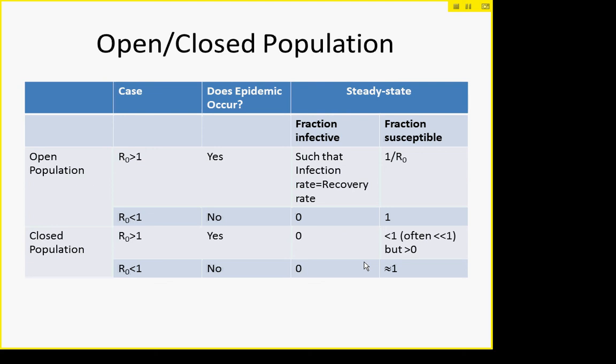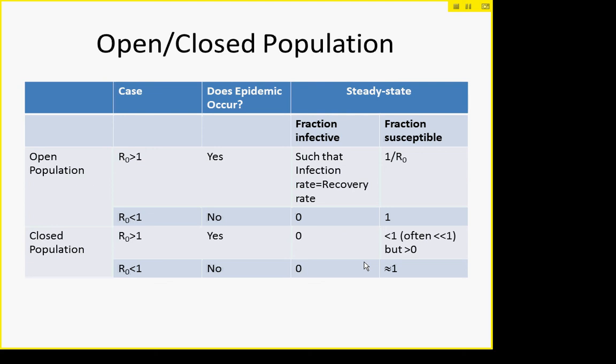If R naught is greater than 1 in a closed population, there will be an epidemic, but the steady state, it's going to go to a situation where it'll die out again. No one stays infected. Now, there's going to be some residual amount of susceptibles. It's going to be greater than 0. Not everyone's going to get infected before it goes out. Not all that wood is probably going to be burnt in your fireplace. But those individuals are going to remain there.